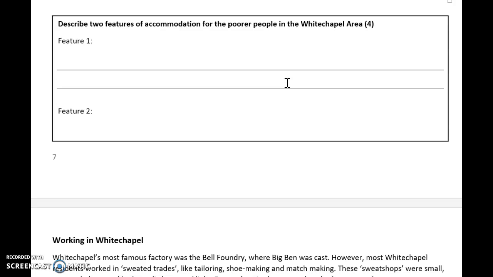Finally, and similarly to the end of our first lesson, I want you to complete a 4-mark GCSE exam question. This time, again, we know it begins with "describe two features of", but this time it is talking about accommodation for the poorer people in Whitechapel. So remember, you need one feature and then one piece of supporting evidence. So you can talk about rookeries and how they are overcrowded slums. You can talk about lodging houses. You can talk about the Peabody estate. Just pause the video now and answer this 4-mark question.